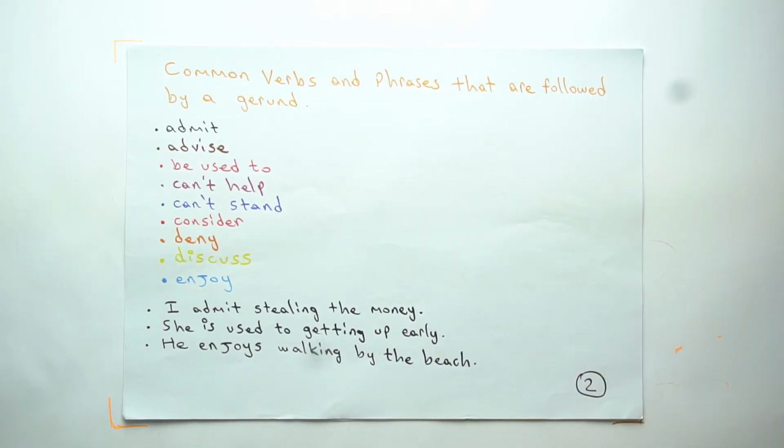Yes, there are some common verbs and phrases that are followed by a gerund. What are these? These are verbs such as admit, advise, be used to, can't help, can't stand, consider, deny, discuss, and enjoy. And also there are some examples used with gerund forms and all these verbs. I admit stealing the money. She is used to getting up early, or he enjoys walking by the beach.